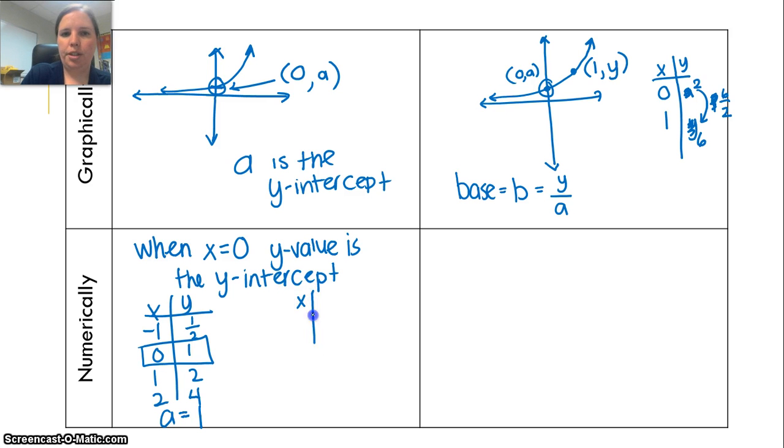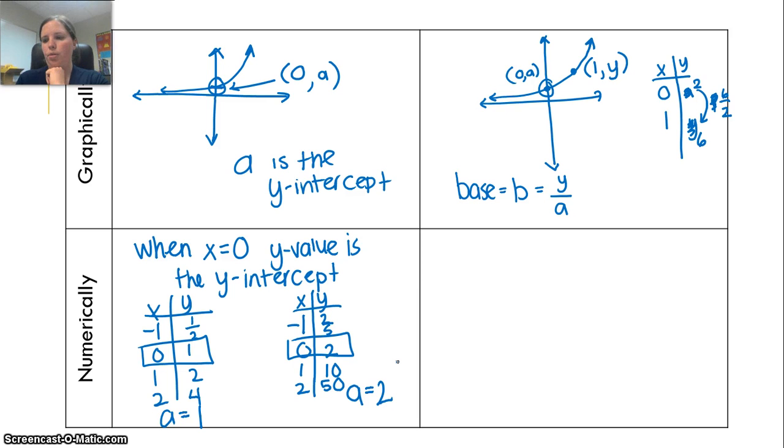You've got a second table here. Let's just get some different values here: (-1, 2/5), (0, 2), (1, 10), (2, 50). See if you can see the pattern. Our a value comes from where x is equal to 0, so a would be 2. So you may not have all of these tools or all of these pieces, but generally speaking, you'll have at least one of them.